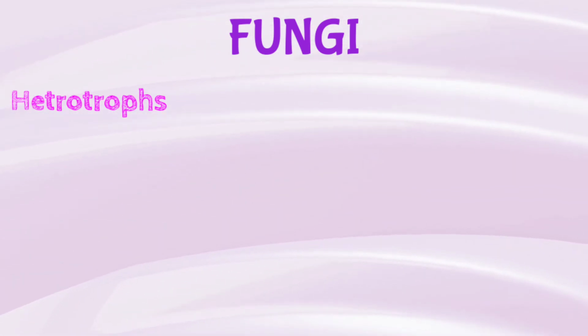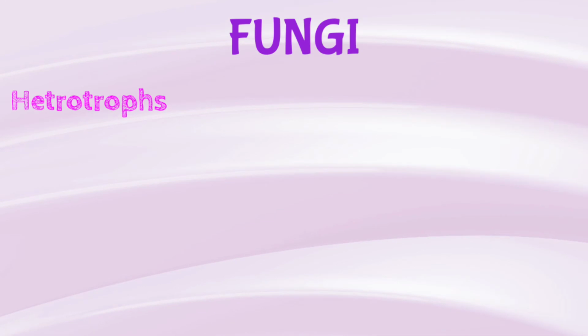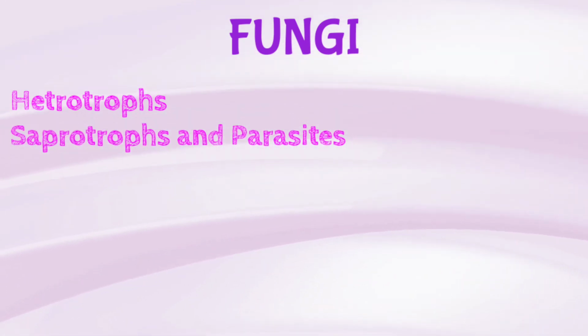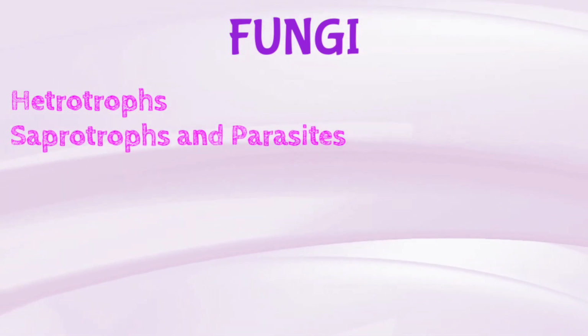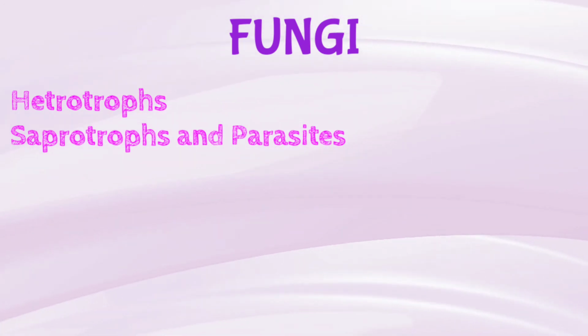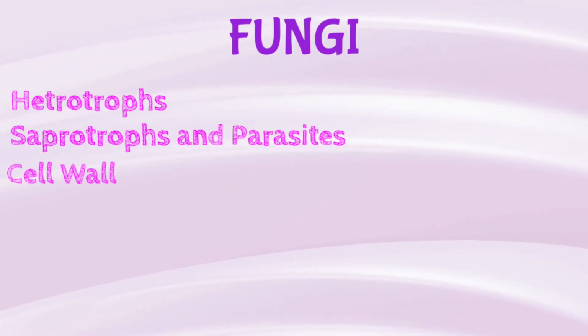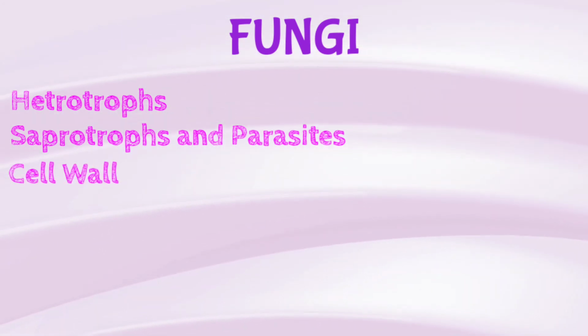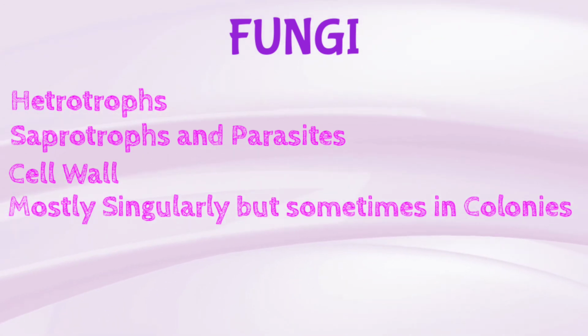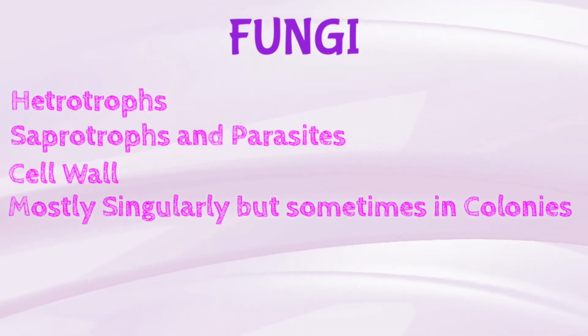And next on the list is fungi. So all the organisms in this kingdom are heterotrophs for sure. The only difference is some of them will need decaying matter and some of them will have to survive on living organisms, which we call saprotrophs and parasites respectively. So now if you are noticing, we are moving to more complex organisms. So definitely they'll have a well-defined cell wall to protect themselves. They mostly survive singularly, but at some point of time they might end up living in colonies.